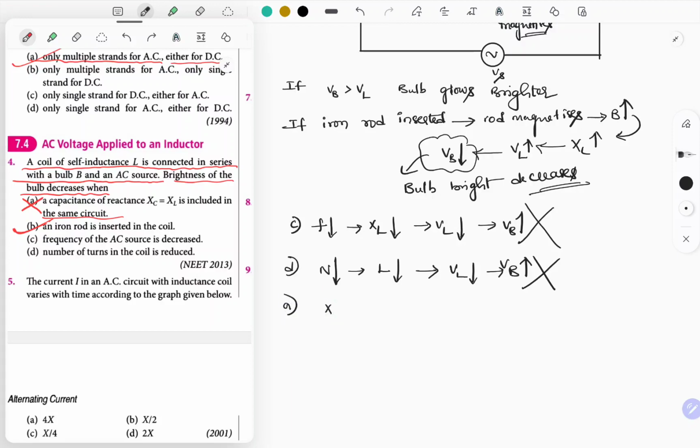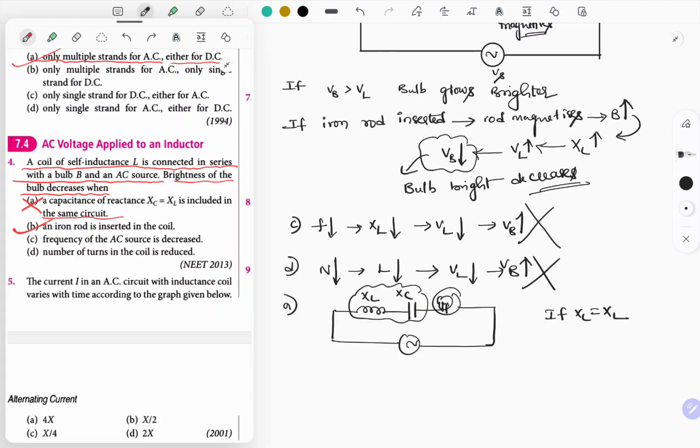So if I add one capacitor, just observe this circuit. If I add one capacitor whose capacitive reactance is the same as the inductive reactance, and this is the supply voltage that I am giving, then if this is XL and this is XC, and XL is equal to XC, these two will get cancelled out and can be replaced as a short circuit. So this is going to be the circuit. As there is no opposition, the complete total voltage is given to the bulb.